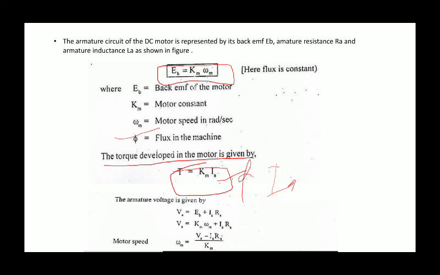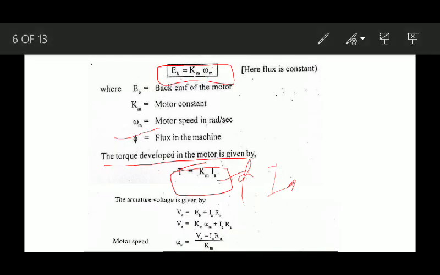Back EMF is represented by Km omega m. Now rearrange the terms, and you can get omega m equal to (Va minus IaRa) divided by Km. You can observe from here that if armature current is increased, the speed omega will decrease. If armature current increases, the torque will increase. When armature current increases, there is more drop across this, so speed will be less.